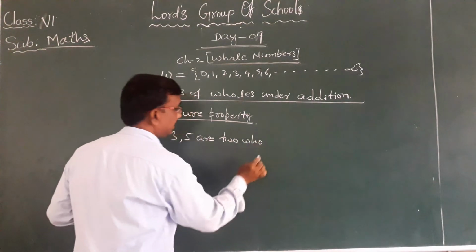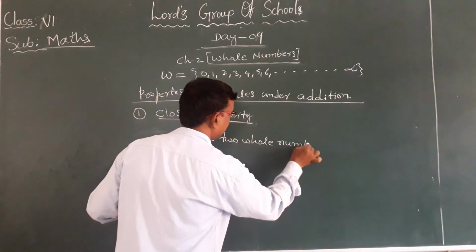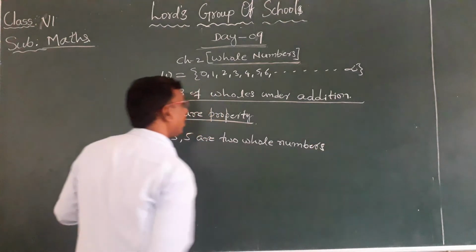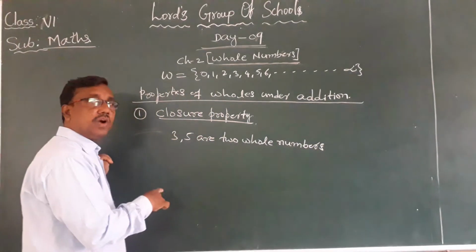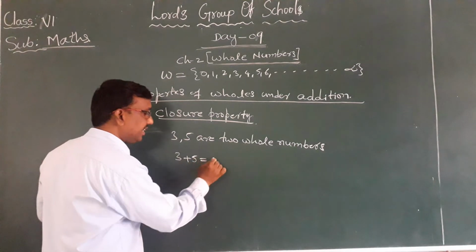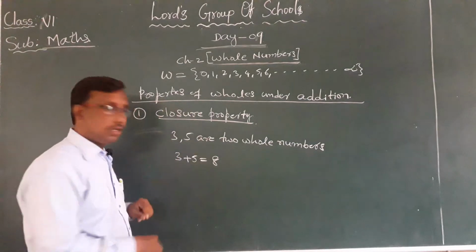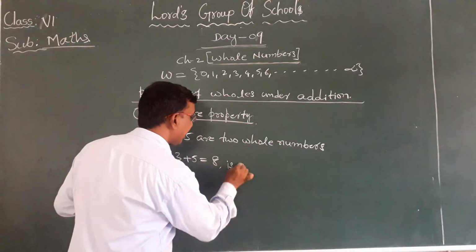What will happen, what will you get when you add two whole numbers? 3 plus 5, what is that? 3 plus 5 is 8. Is it a whole number? Yes, 8 is also a whole number.